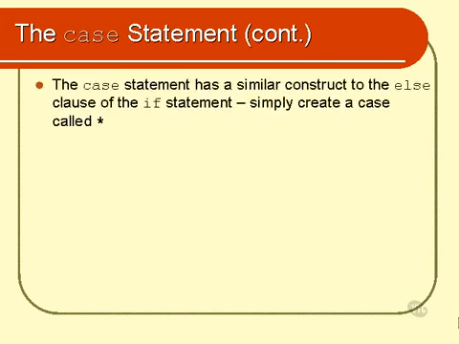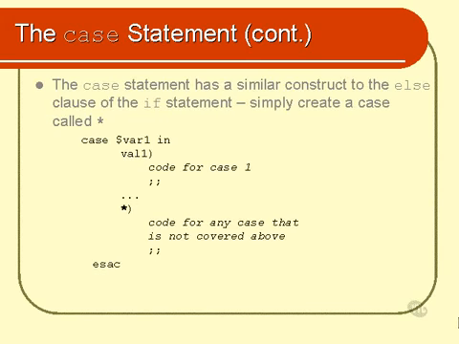So this is somewhat similar to the else clause of the if statement, when you want to have a piece of code that is run if the value of the variable that you're matching doesn't match any of the above cases. In that circumstance, you simply create a case called asterisk or star. It looks like this. You can see we've got a little case called star there. It's exactly as we had before, except that the code in that case will get run if the value of var1 did not match any of the above cases.